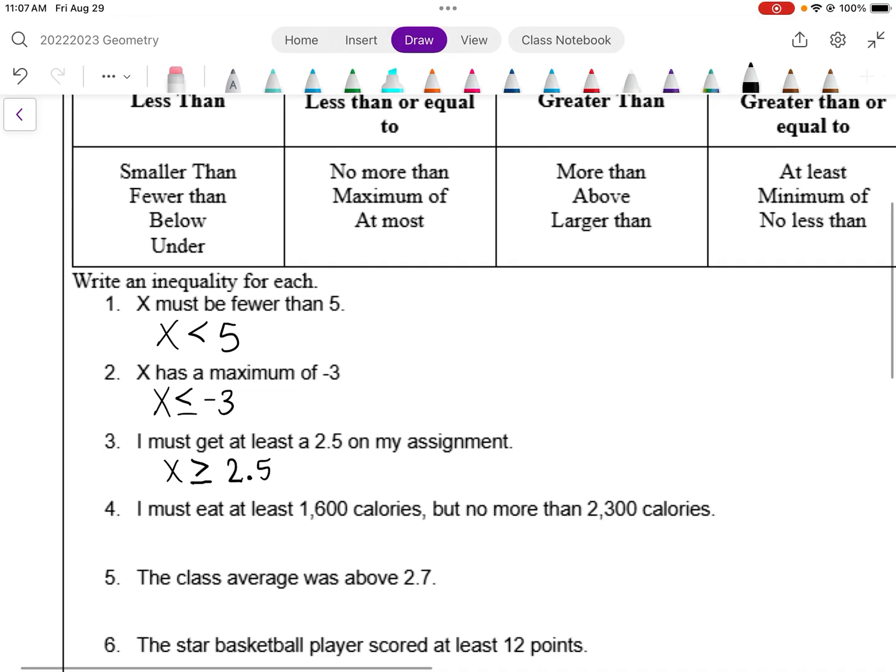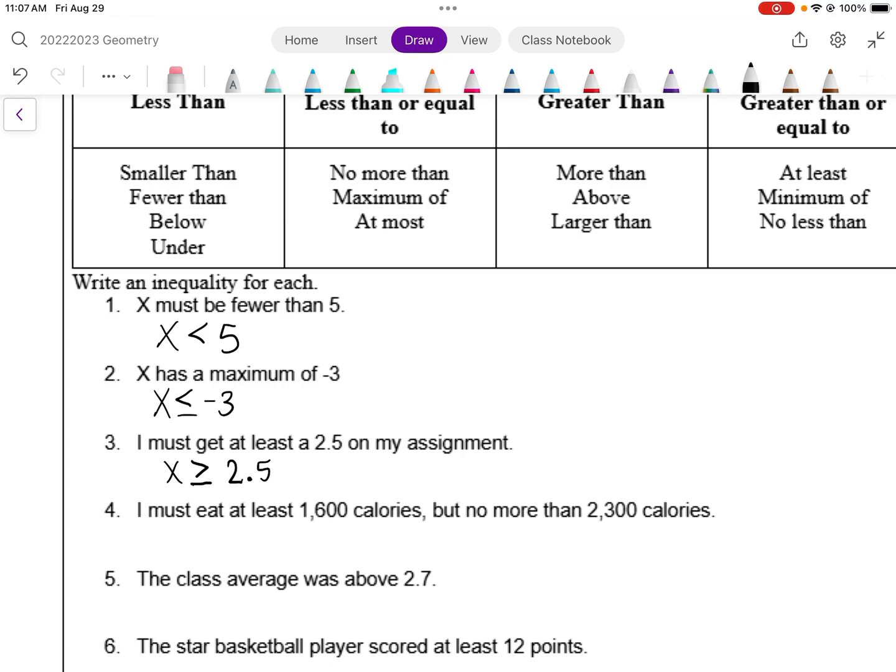Number 4. I must eat at least 1,600 calories, but no more than 2,300 calories. So this one we have 2 different numbers to deal with. This is a compound inequality. So let's write this 2 different ways. Let's split it up first.